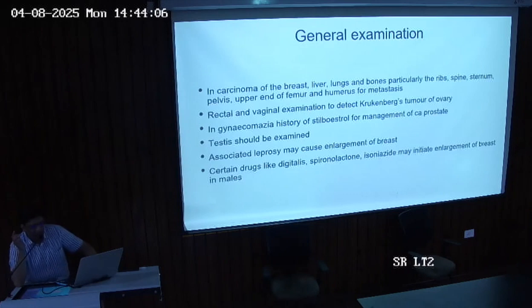Then on general examination, in carcinoma breast, examine for metastasis in the liver, lungs and bones, particularly the ribs, spine, sternum, pelvis, and upper end of femur and humerus. How can we know? You ask the patient if she has pain anywhere in the body. If she says yes, then it is a metastatic tumor.